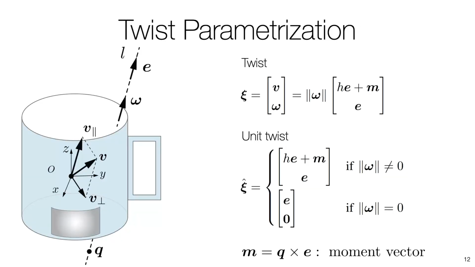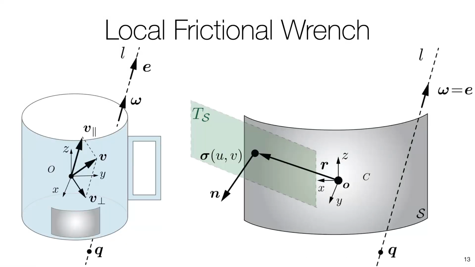A twist at a point consists of linear and angular velocity. As the magnitude of the angular velocity does not affect the frictional wrench, we define a unit twist, which is a twist such that either the magnitude of the angular velocity is 1 if the motion includes a rotation, or the magnitude of the linear velocity is 1 for pure translations. Given a unit twist of the grasped object, we derive the local frictional force at a point.